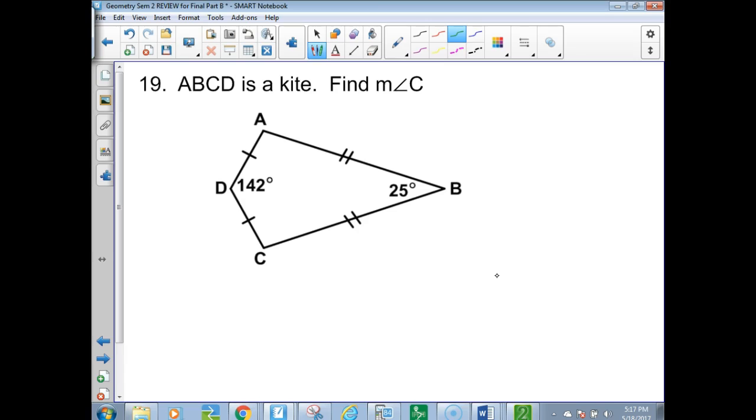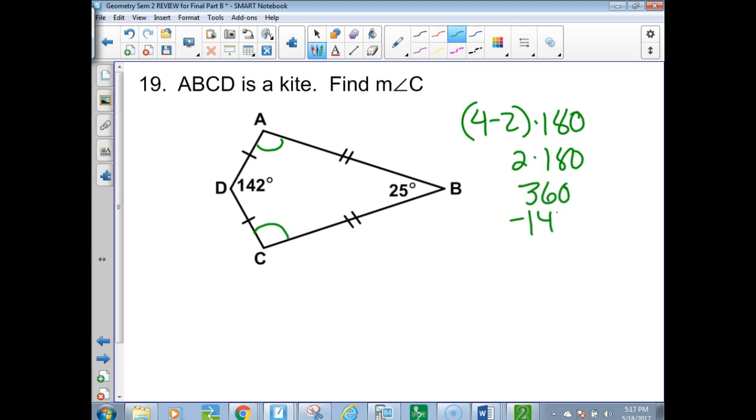ABCD is a kite, find the measure of angle C. The large angles, excuse me, these angles are congruent. We have two angles given. The sum of the four angles of any polygon is 4 minus 2 times 180, the sum of the interior angles. That's 2 times 180 or 360. You may have remembered the four-sided figures: the sum of its angles is 360.